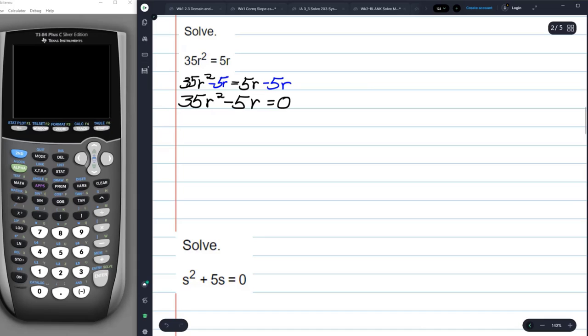Okay. Now this is 5 times 7 times R times R minus 5 times R. And since a 5 is in both terms and an R is in both terms, I'm going to need a 1, an invisible 1, because 1 times 5 times R is 5R. Doesn't change anything to put a times 1 in.